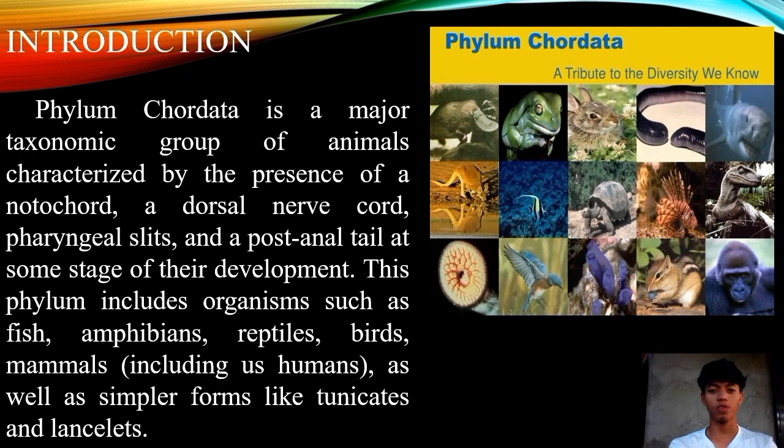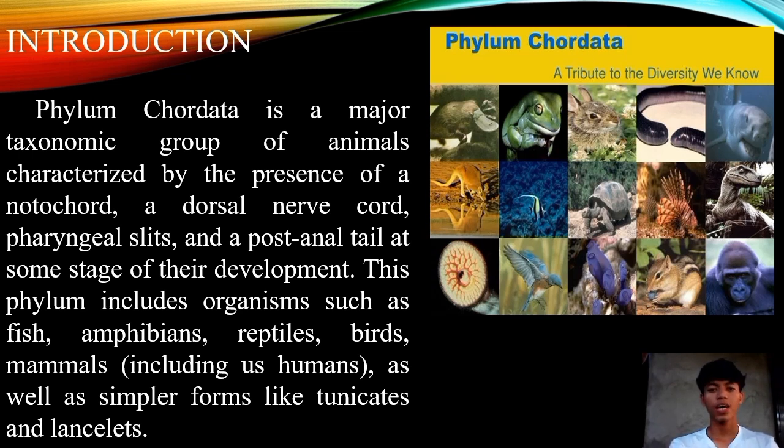These features include a notochord, which is a flexible rod-like structure providing support along the dorsal axis, a dorsal nerve cord running above the notochord, pharyngeal slits or pouches in the region behind the mouth, and a post-anal tail extending beyond the anus. These characteristics are present in varying degrees among different chordates.